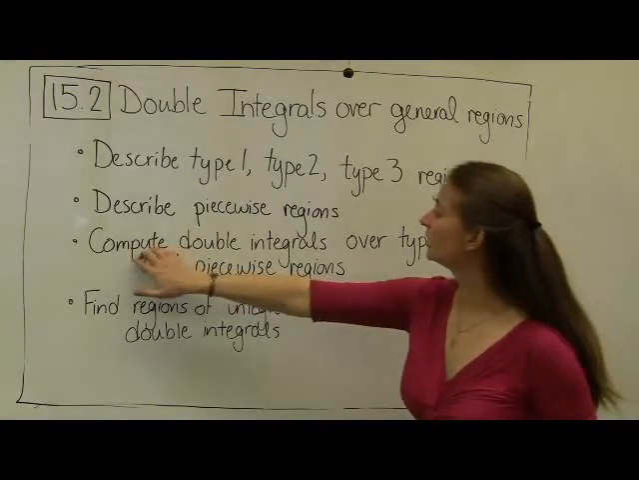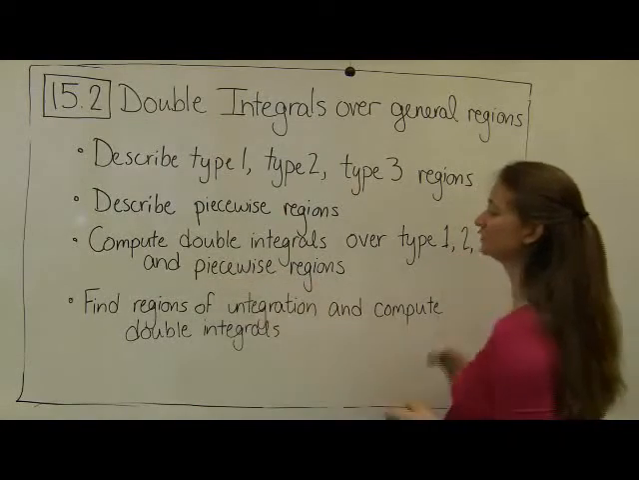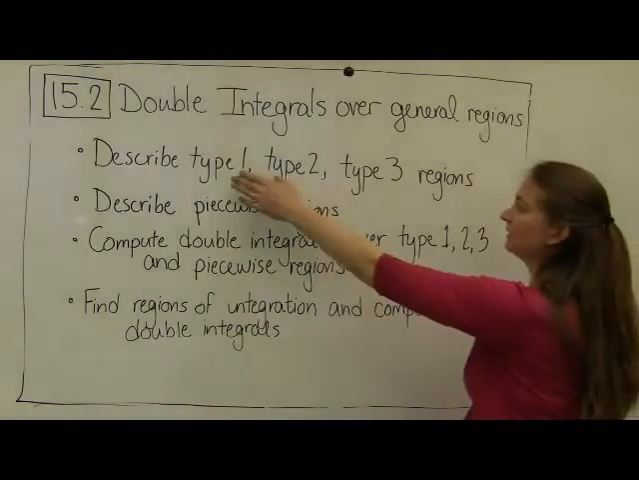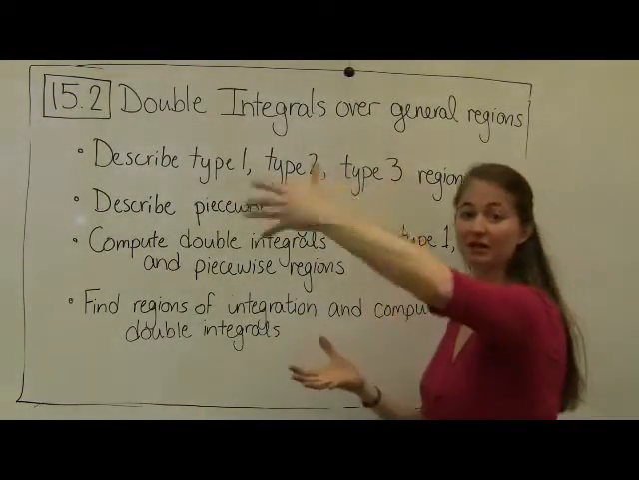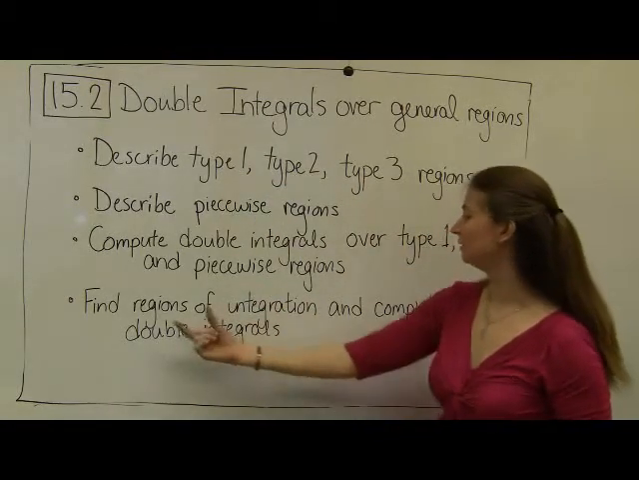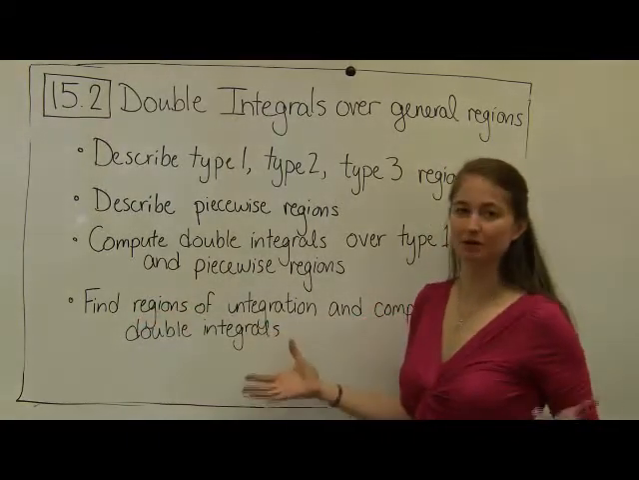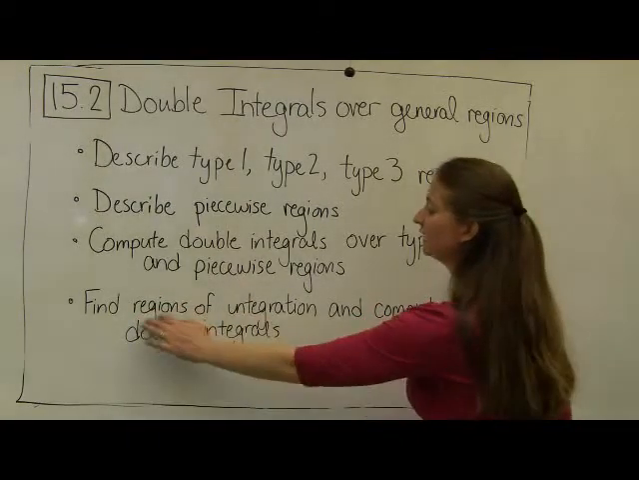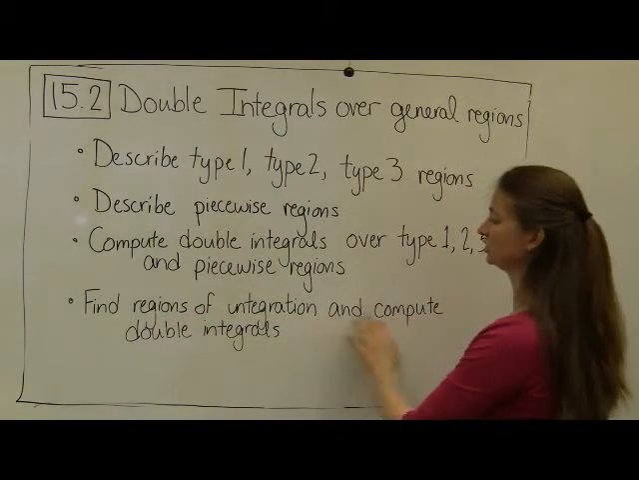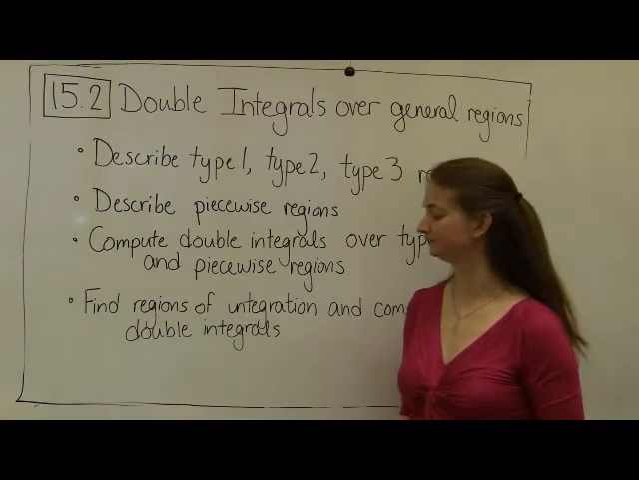We're going to work on computing double integrals over type 1, type 2, type 3, and piecewise regions. So that's actually using the fact that we can describe these regions, and then we're going to find the volumes on these regions. And then finally, we're going to have to figure out sometimes, given a word problem or a practical valued problem, what is the region of integration, and compute double integrals after finding those regions of integration.